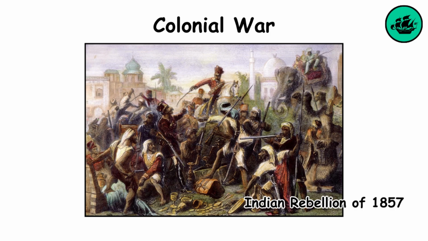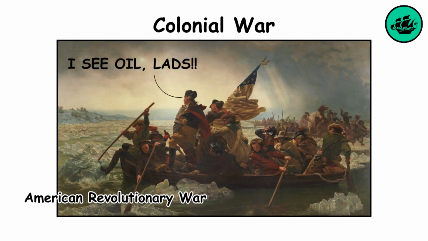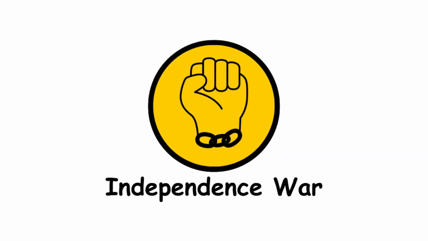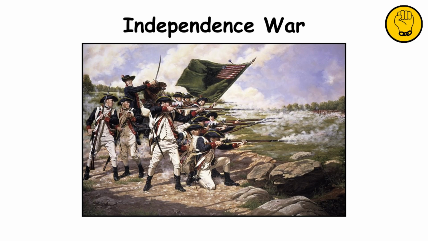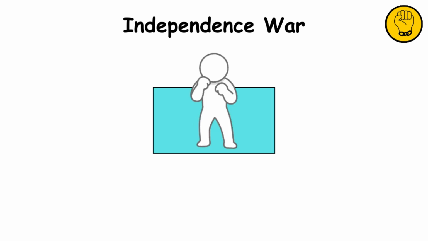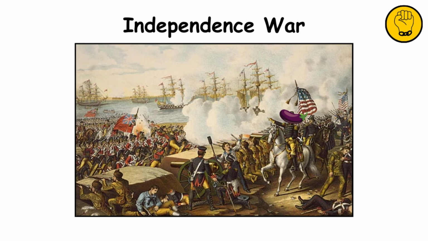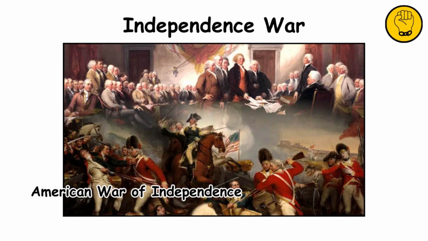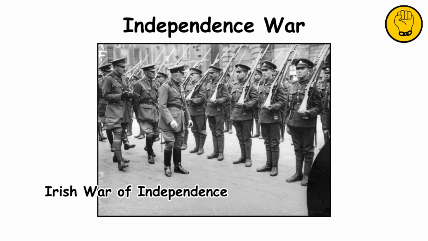Examples include the Indian Rebellion of 1857 and the American Revolutionary War against British colonial rule. Independence War. Independence War, also known as a Revolutionary War, is a conflict in which a group or nation fights to gain independence from a ruling authority. Wars of independence often entail battles, uprisings, and negotiations aimed at achieving autonomy or statehood. Examples include the American War of Independence and the Irish War of Independence.